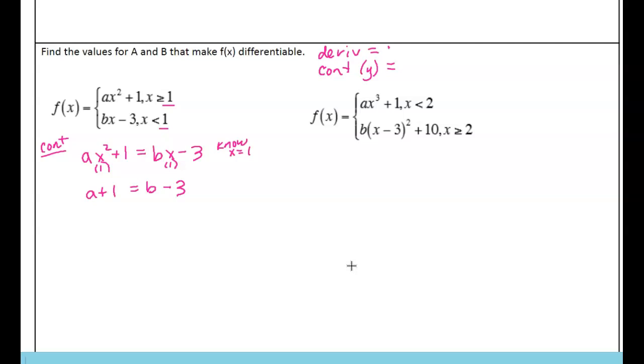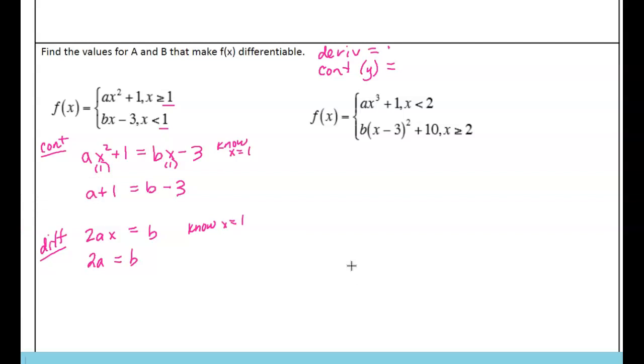Now, we also know, and we can leave that there, we also know that the function needs to be differentiable. So I'm going to take the derivatives. So I have 2a, because remember that's just a number, so you would multiply by the power, and then subtract 1. The 1 derivative goes to 0. And the derivative of bx, like if that was 5x, would just be 5. So this derivative is just b. And once again, we know that that's when x equals 1. So I can substitute x equals 1. So 2a equals b. And so now we have a system of equations.